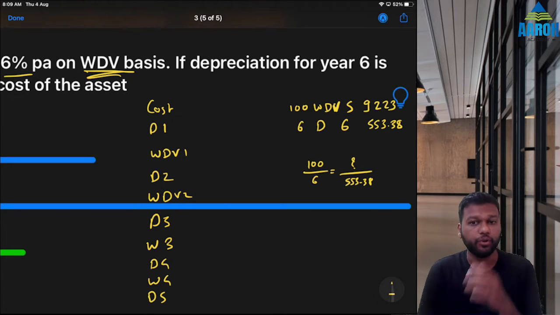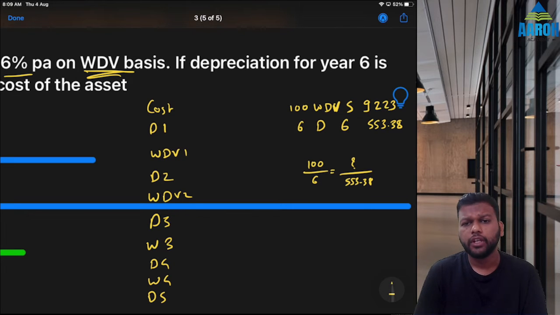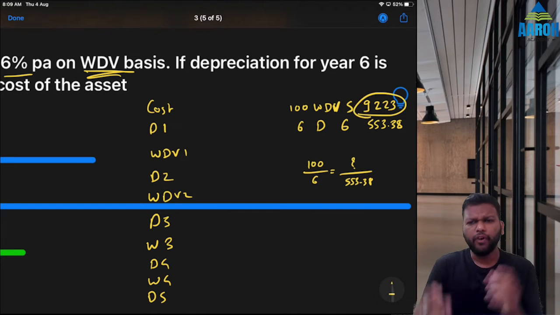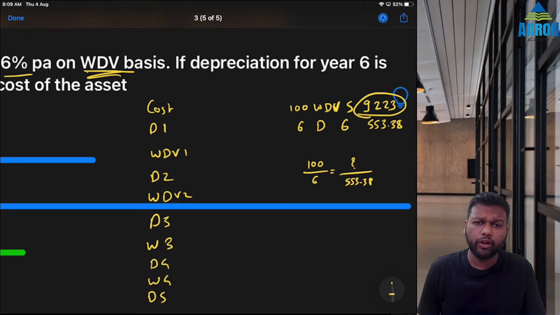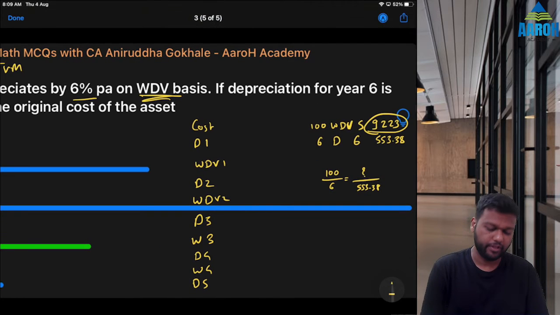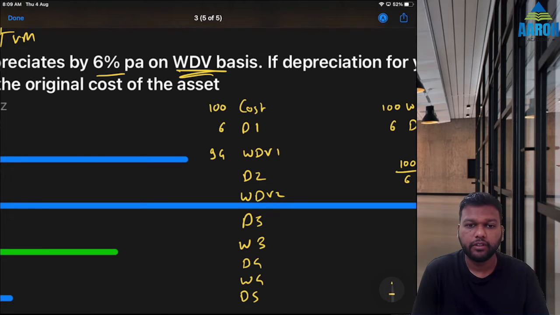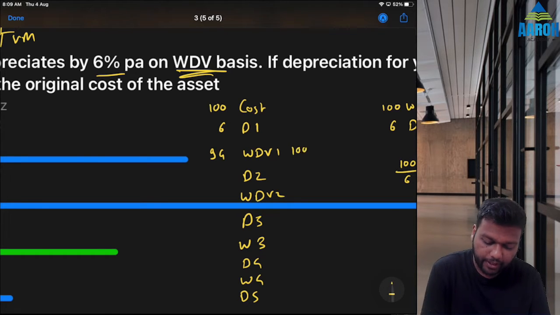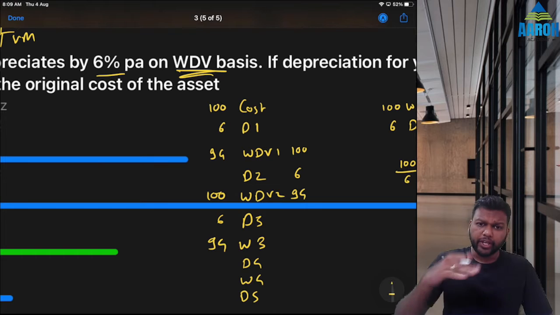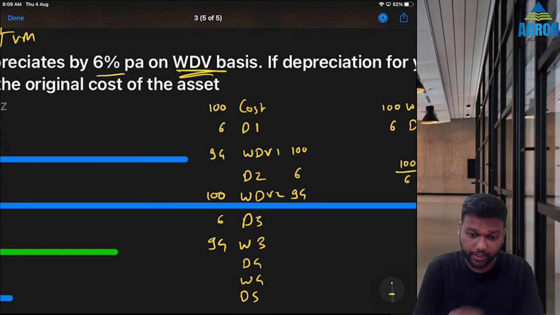9223. Okay. Now always remember, for any year, for WDV, it will always be like this. If cost is 100, depreciation will be 6, WDV will be 94. Similarly again, if this is 100, then this will be 6, this will be 94. Again, if this is 100, this will be 6, this will be 94. So you can just go in reverse in this way, concentrate.